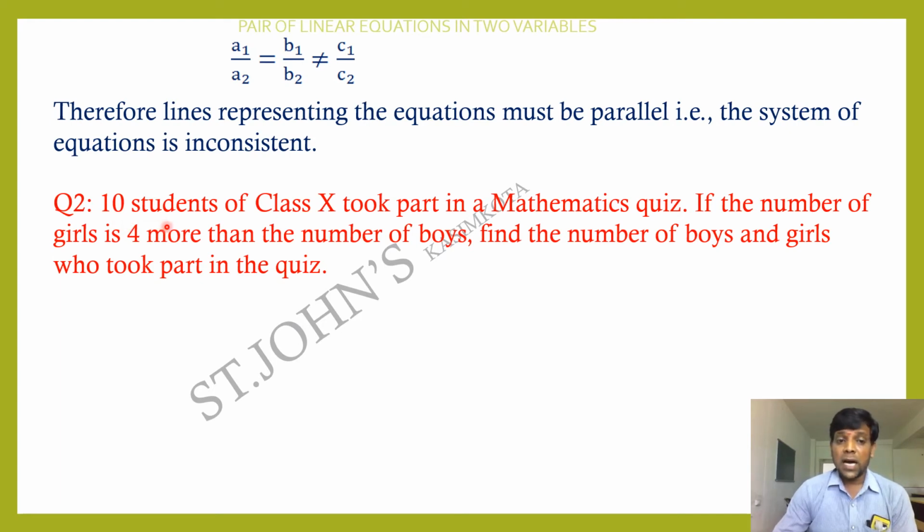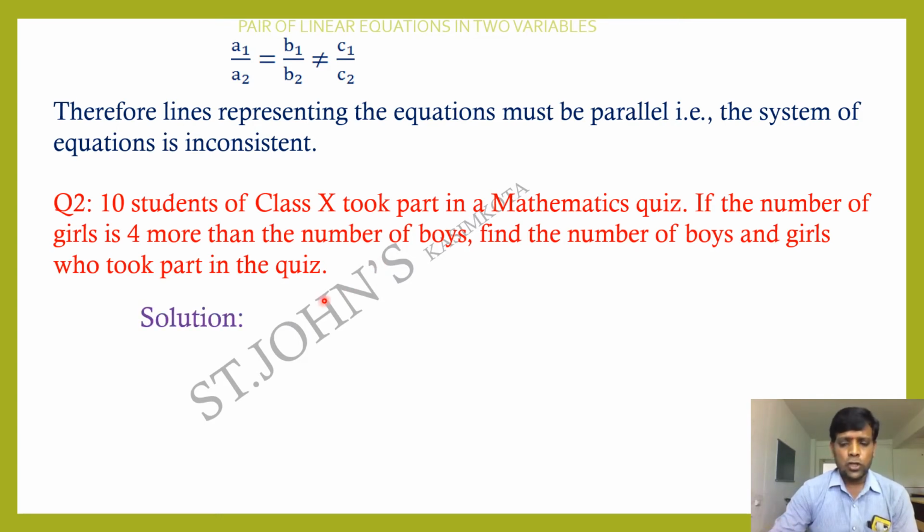Now, what is the unknown value? Boys and girls are the unknown values. So, what is the reasoning part? Here, three suitable formulas are there. You have to write the graph. Otherwise, you have to apply these three conditions also.